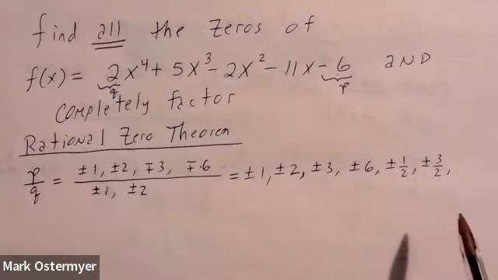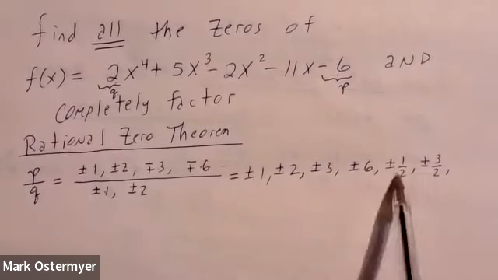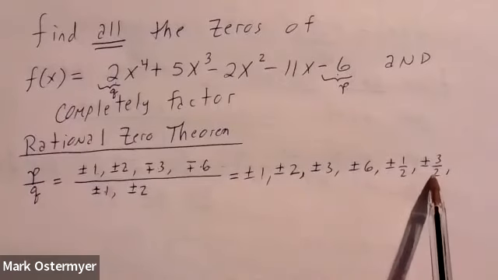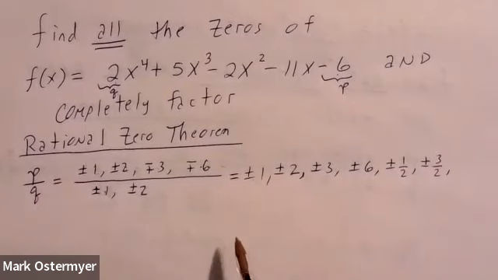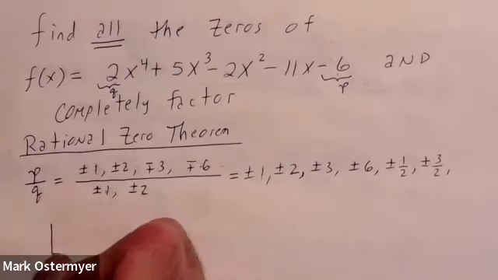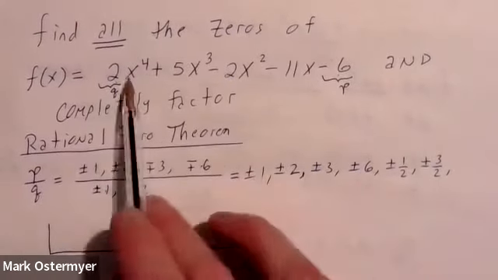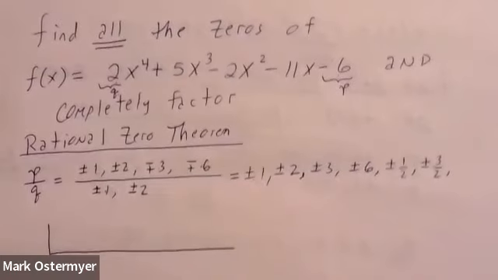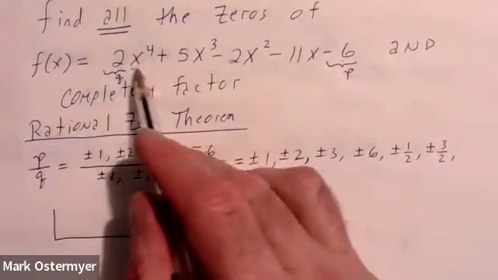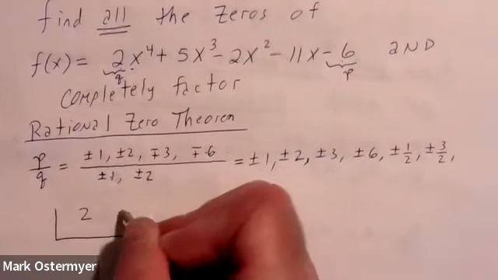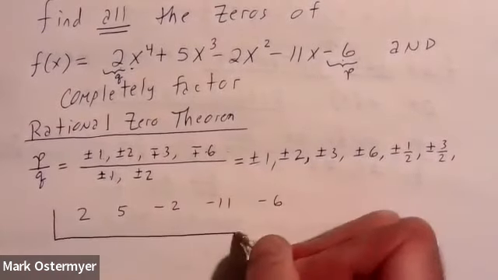And here's my advice to you. Always try the easy ones first. Don't do the fractions until the very end if necessary. Always try 1 or -2 first because they're the easiest ones to work with. So here's my synthetic division bar. To crack the ice, we're trying to find which one of these divides synthetically into this, giving us a 0 remainder. A 0 remainder. Well, my coefficients in descending order are going to be 2, 5, -2, -11, and -6.